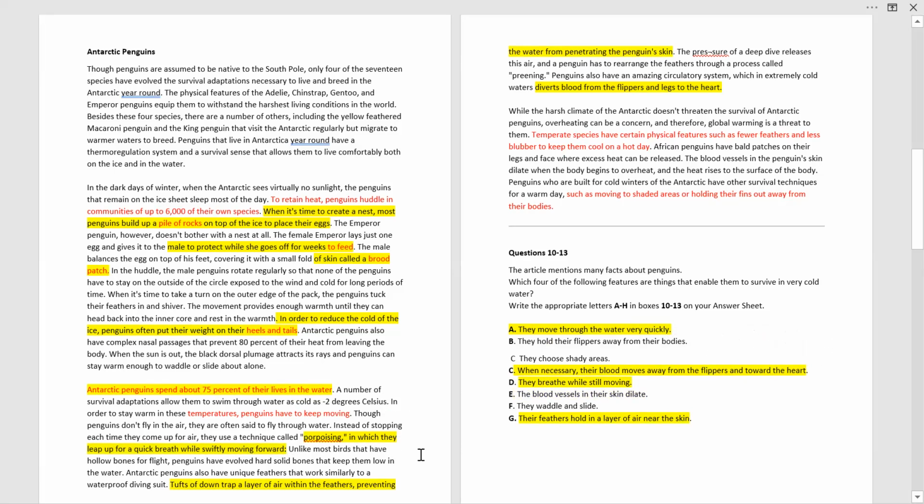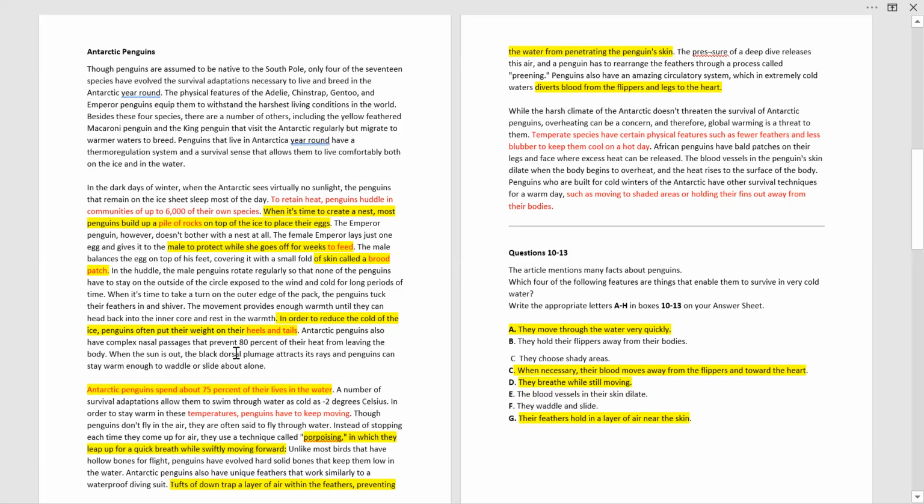Right. So they breathe while still moving. So that's why they don't have to stop and come up for air. They just leap for a quick breath while swiftly moving forward. That keeps them low in the water, and obviously protects them from the cold weather. So the four options we get here are A, C, D, and G.